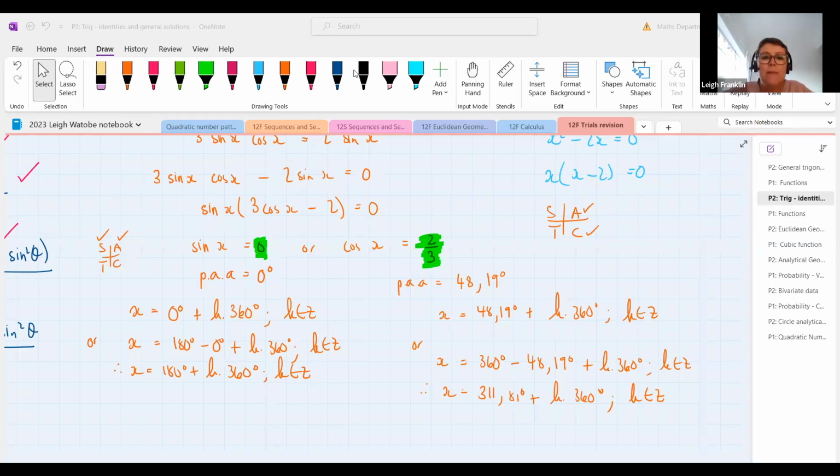All right. Nhlanhla, you said, what if it was minus 2/3? So your PAA would still be the same. It would still be 48,19. What would be different is that you would work in quadrants 2 and 3. So your first general solution would be x equals 180 minus 48,19 plus k times 360. And your second general solution would come from x equals 180 plus 48,19 plus k times 360. So you'd be working in quadrants 2 and 3 as opposed to 1 and 4. Exactly, Cheslin.